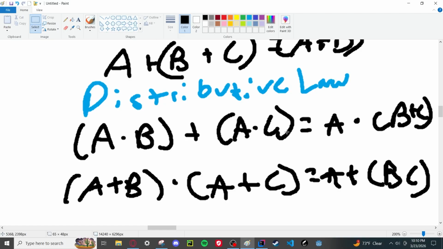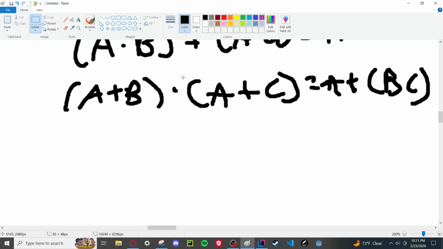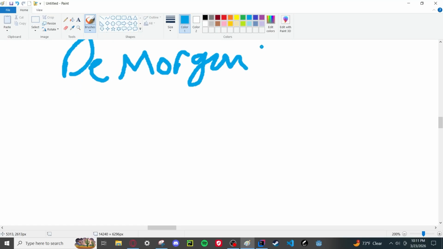Okay, moving on to De Morgan's. So, De Morgan's laws. I'll give him his own section, he's kind of important. It's like the guy for computer science. If you've been in a computer science class, you've heard of this law before, probably. But all it is is this.